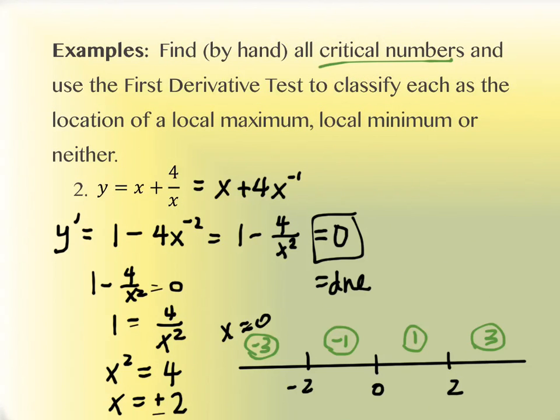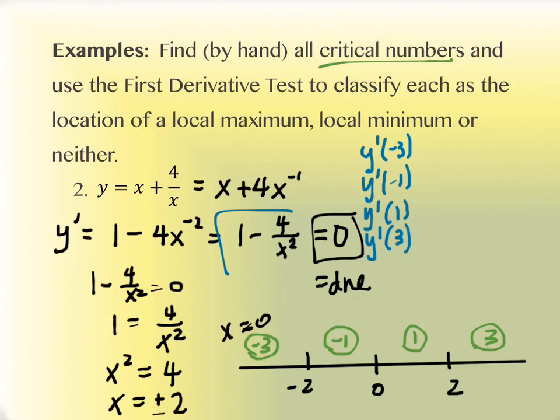So we're going to take our values and we're going to plug them into the derivative equation. So I'm going to do y prime of -3, y prime of -1, y prime of +1, and y prime of +3. And we're going to test each of them into the derivative equation, which I'll use the one here that is written with the x squared in the denominator. So I'm going to have 1 minus 4 over -3 squared.